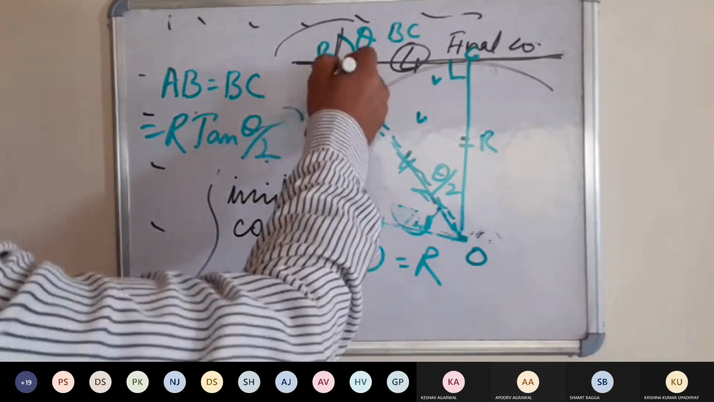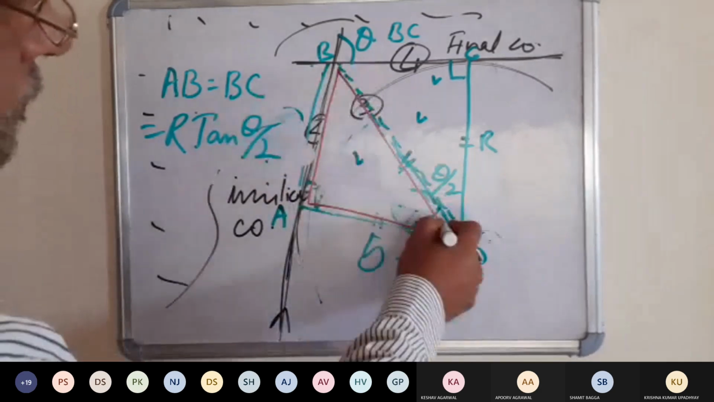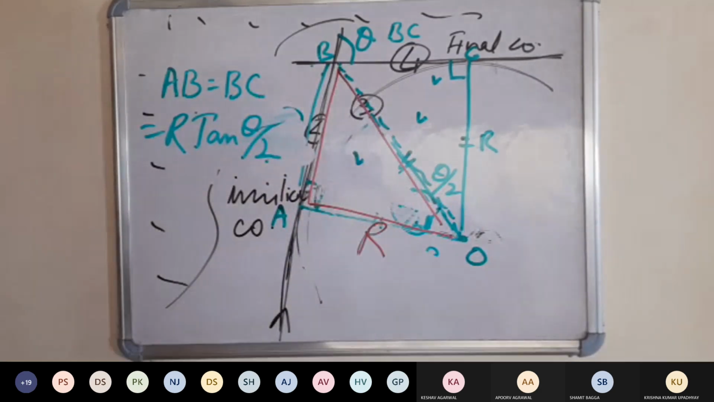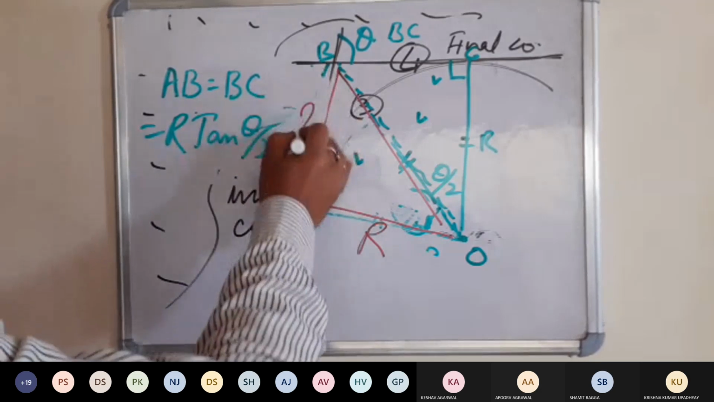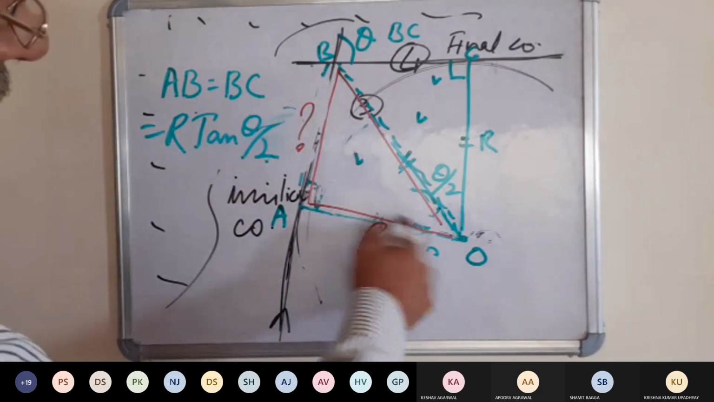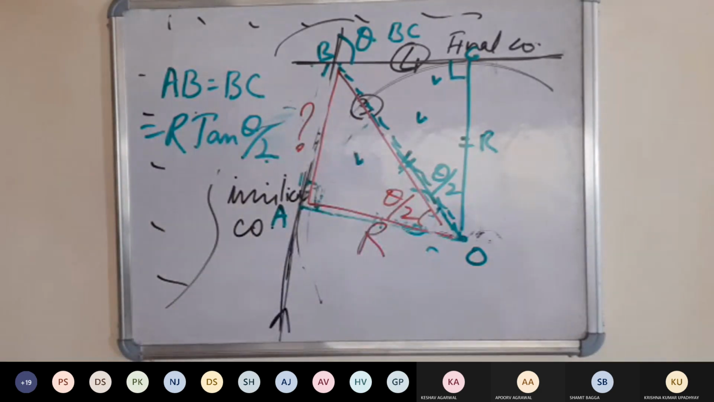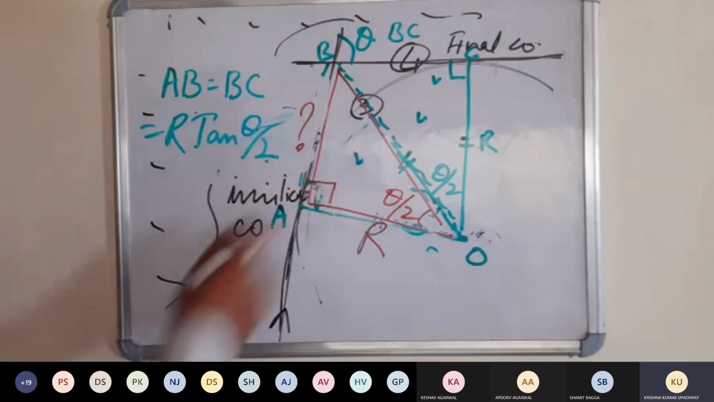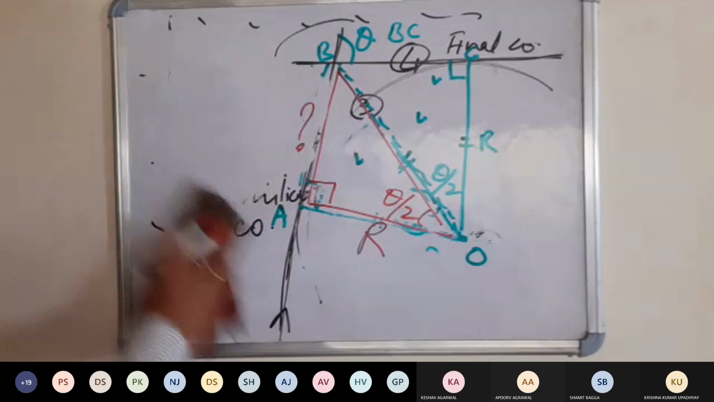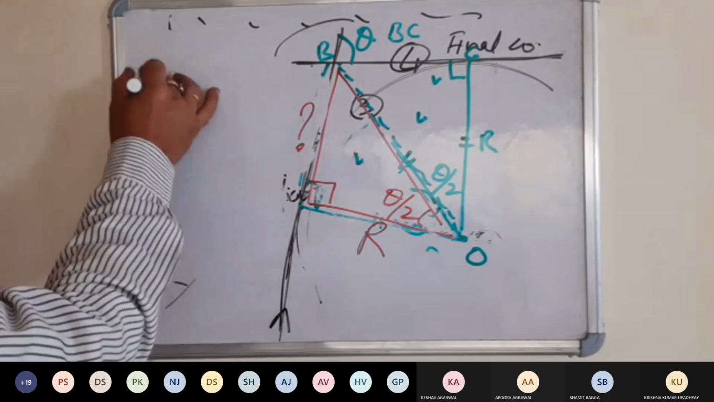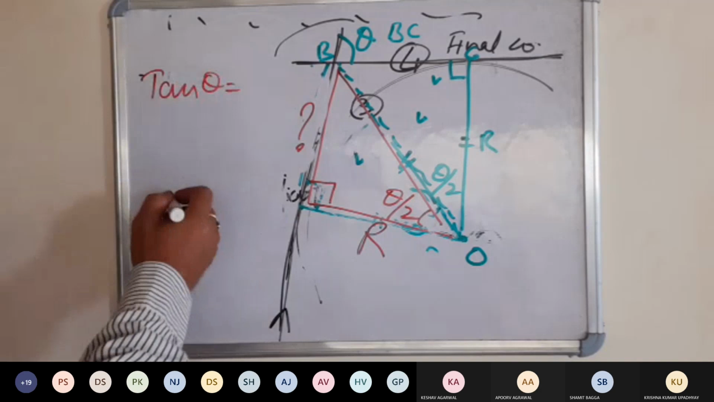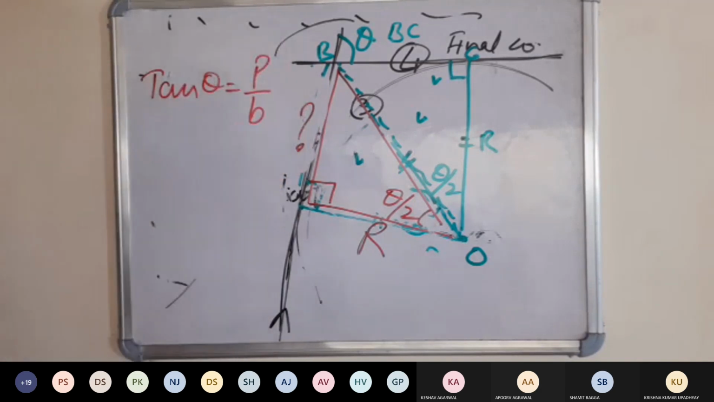Do we have this triangle? Is this R? Is this what we want to find out? Is this angle theta by 2? Any problem with this? No sir. This is a right angle triangle. So tan theta is equal to P by B. Is that okay? Perpendicular by base, yes sir.